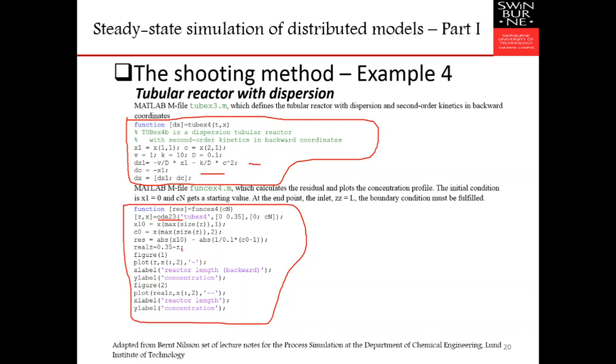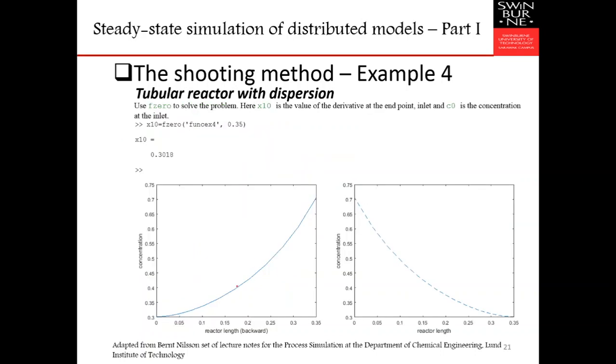Note that the zz in here is basically L minus Z. Once we run these, we get this concentration expressed in terms of the reactor length backwards, which you can basically convert back into the normal reactor length. X10 in here is the value of the derivative at the endpoint, the inlet, and C0 is at the endpoint, which is the inlet basically. Now you need to realize that zz is L minus Z, and C0 is the concentration at the inlet.